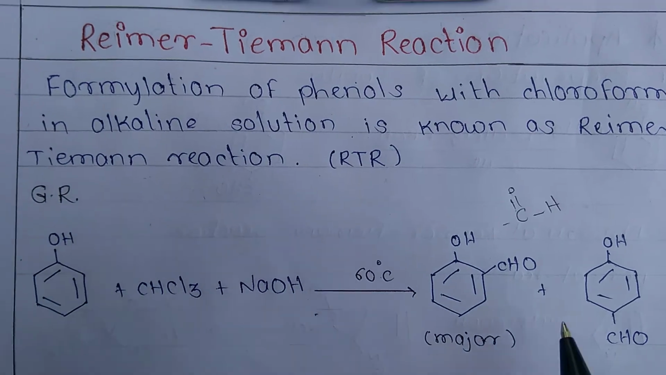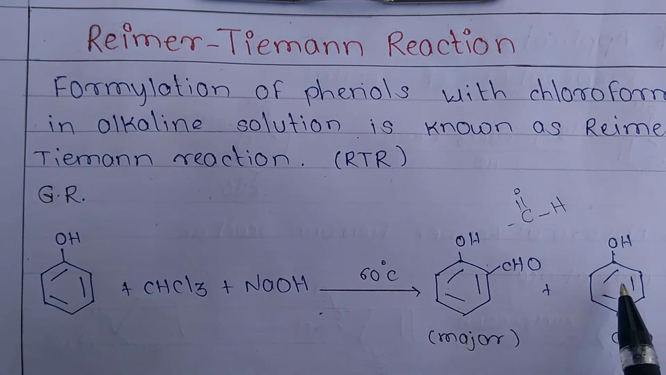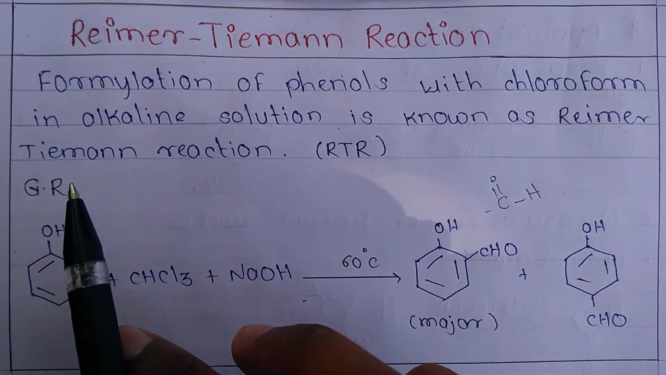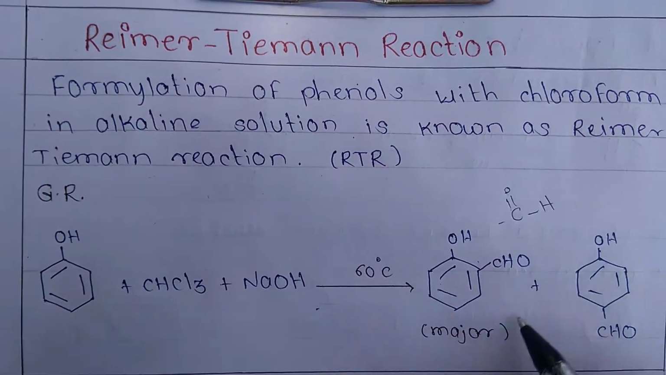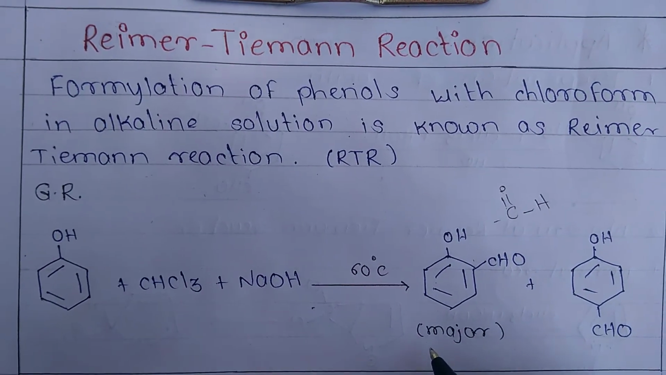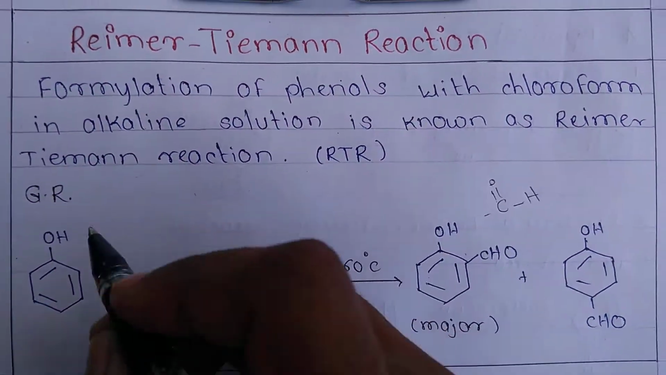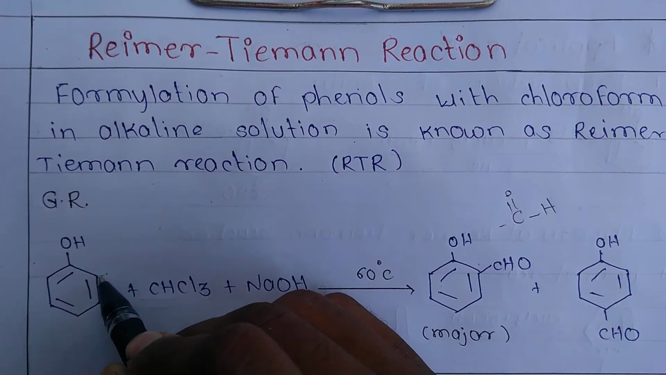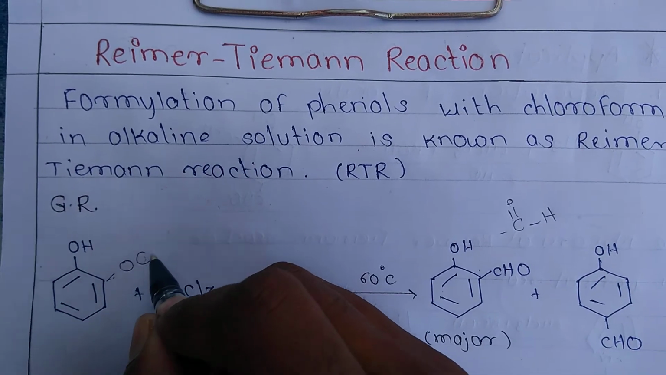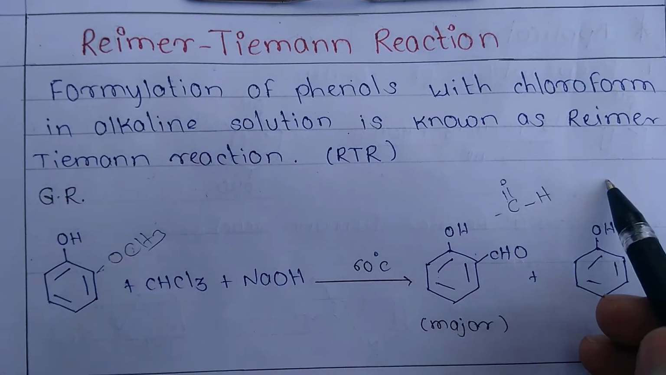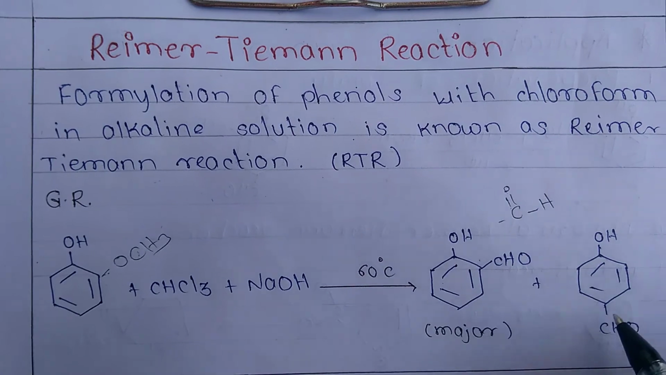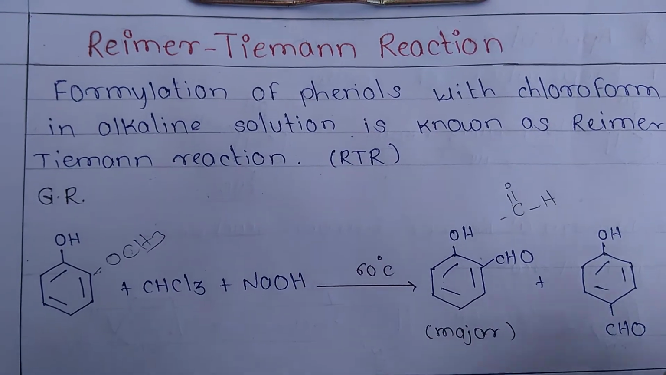A mixture of ortho and para isomers is obtained, in which the ortho isomer is predominant, that means this isomer is major. If one of the ortho positions is occupied, for example by an OCH3 group, then the para position gives the major product, that means this product is the major one.